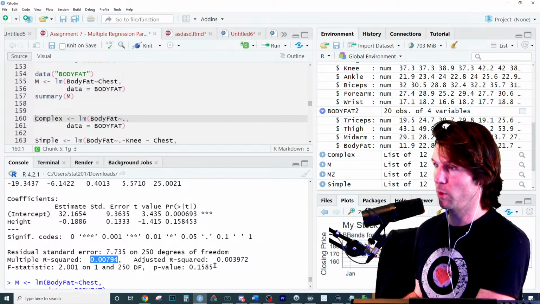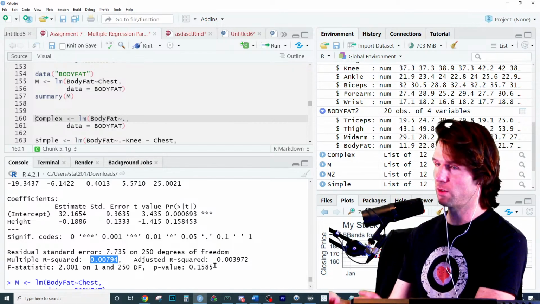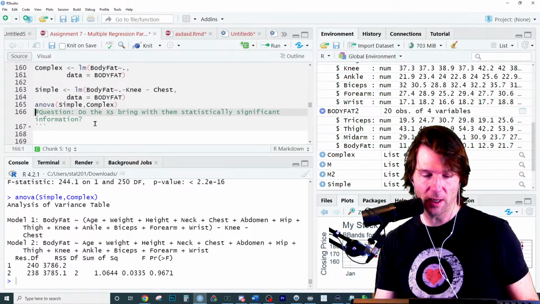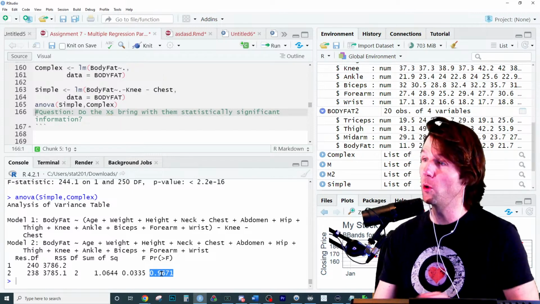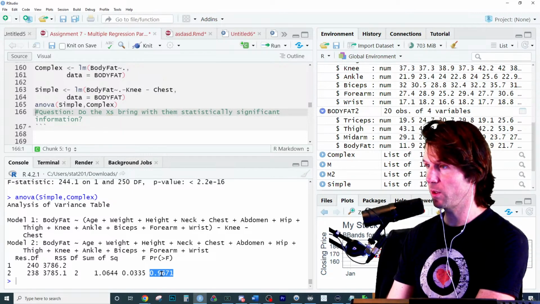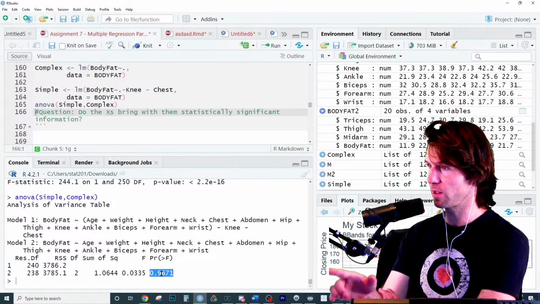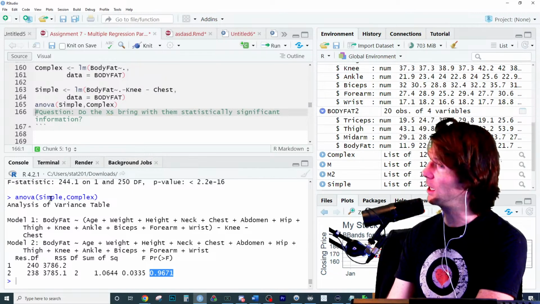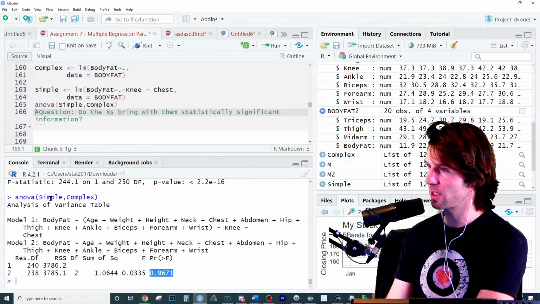So we can remove. So to the question right there, because of the simple model, do the X's bring with them statistically significant information? No, they do not. So keep with the simple. They're very specific on this. So do the X's bring with them statistically significant information? No, they do not. So I would not put the X's in the model. Does that make sense, Meath?